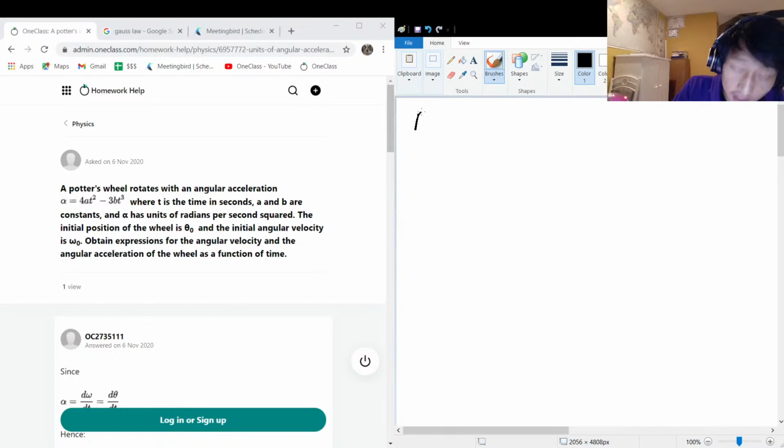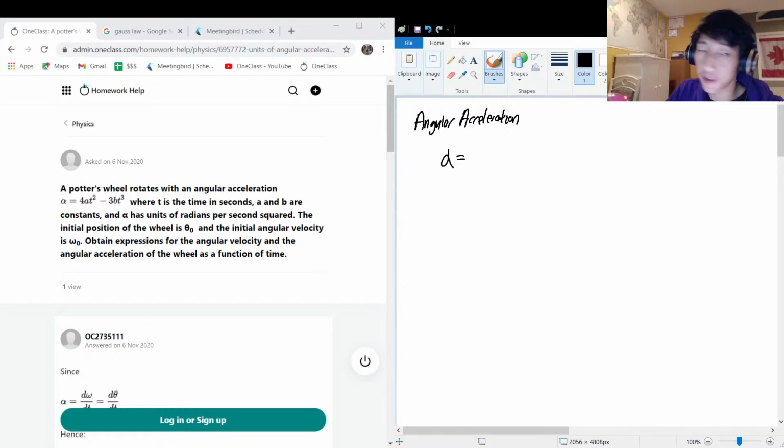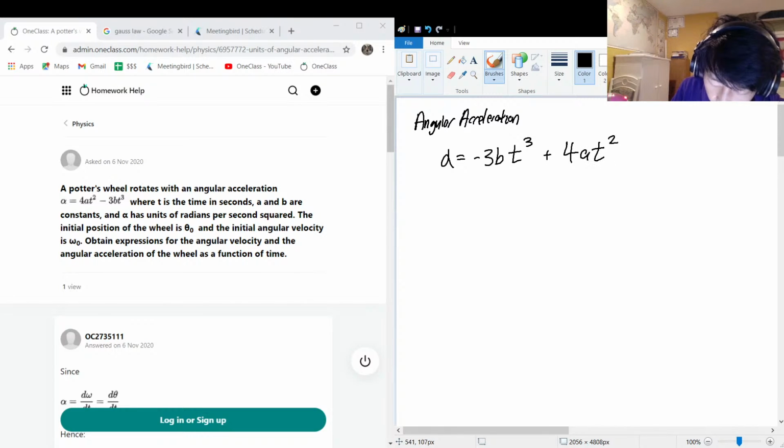So we have our angular acceleration, alpha. Let's write our highest degree term first, so it's going to be negative 3b t to the power of 3 plus 4at squared. The reason I want to order the t terms like this is because we're going to need to do some integration for the rest of the question. Actually, I'm getting ahead of myself. Okay, so let's actually get through the rest of the question.